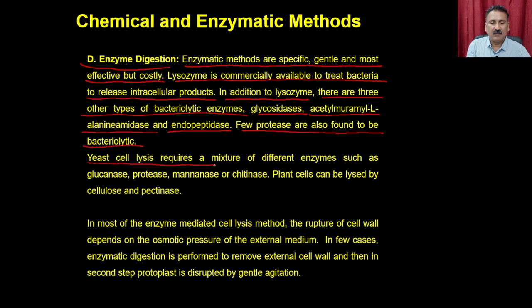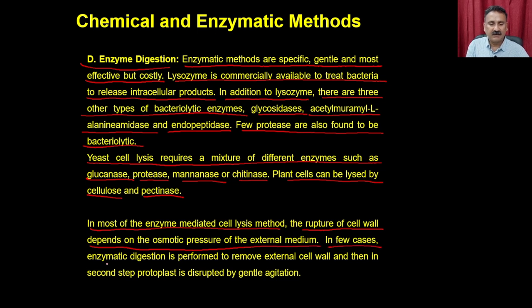Each cell lysis requires a mixture of different enzymes such as glucanases, proteases, mannases, or chitinases. Plant cell can be lysed by the cellulases and the pectinases. In most of the enzyme-mediated cell lysis methods, the rupture of the cell wall depends on the osmotic pressure of the external media. In few cases, the enzymatic digestion is performed to remove the external cell wall, and then in the second step, the protoplast is disrupted by gentle addition. So the enzymatic digestion is being used sometimes to even remove the outer covering.